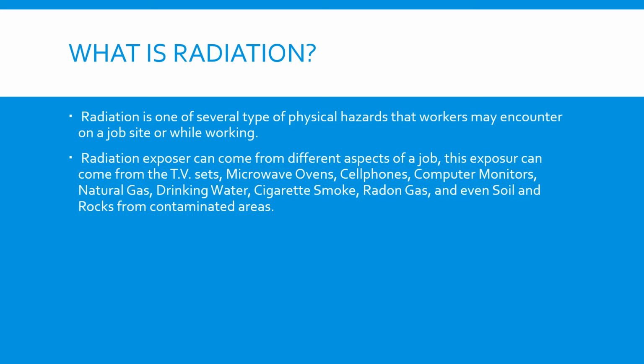Radiation is one of several types of physical hazards that workers may encounter while on a job or while working. Radiation exposure can come from different aspects of a job. This exposure can come from TV sets, microwave ovens, cell phones, computer monitors, natural gas, drinking water, cigarette smoke, radon gas, and even soil and rocks from contaminated areas.